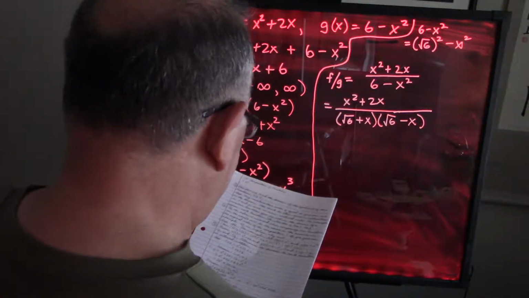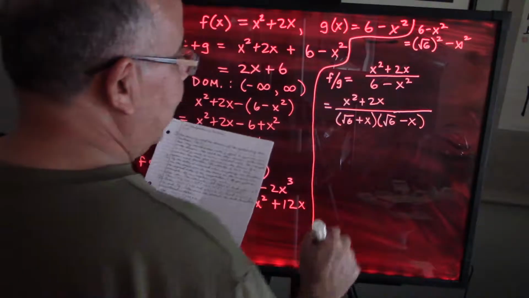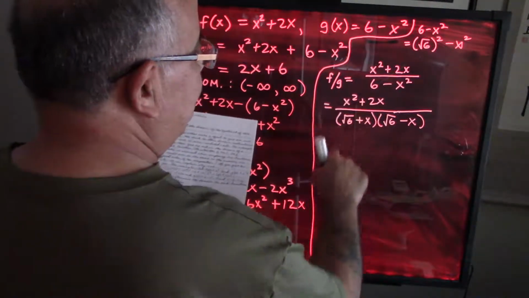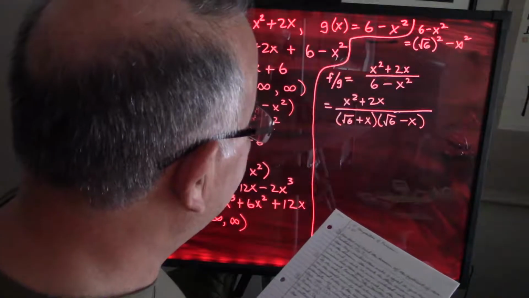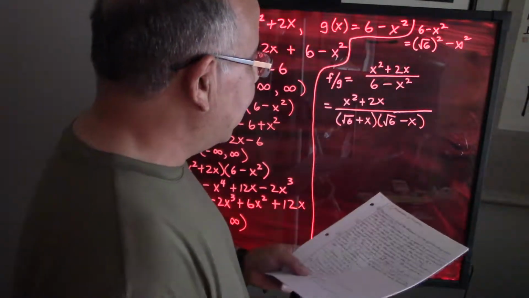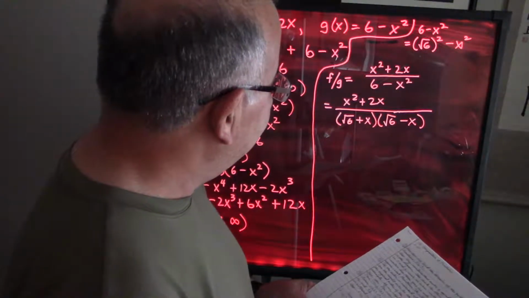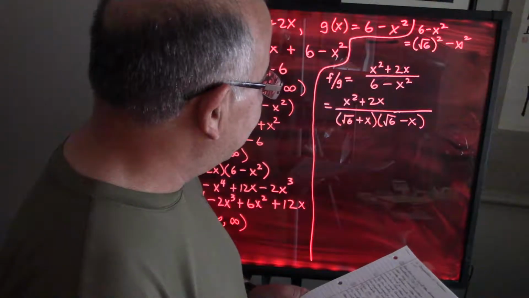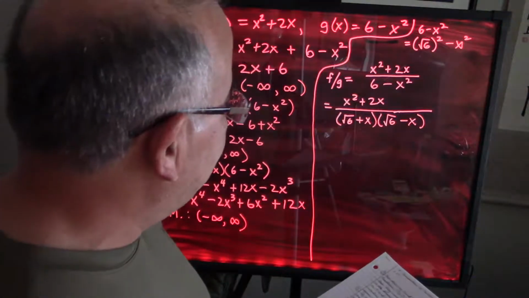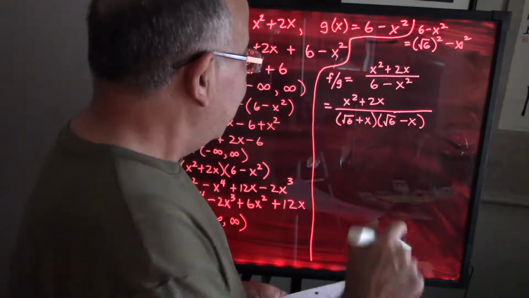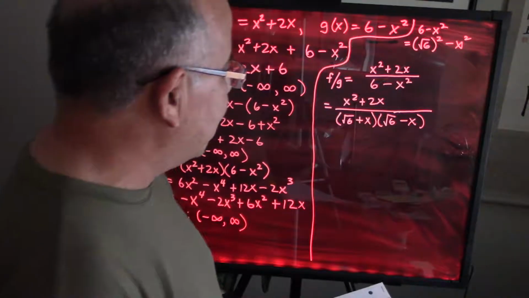All right. Now, what can x not equal? Well, on top, this is just a polynomial. It's a parabola, and the domain of the numerator is all real numbers. Okay, so that's not a worry. It's the bottom that's a worry. All right. You can't have the denominator equal to 0.